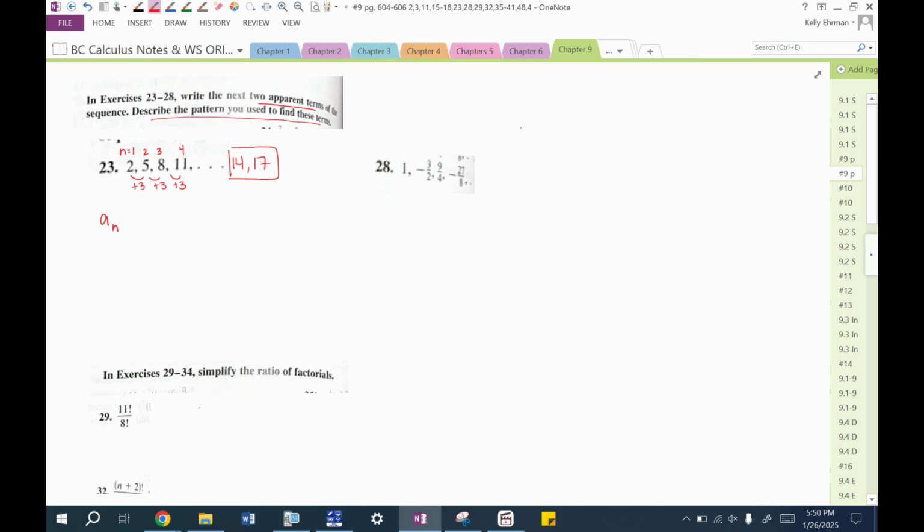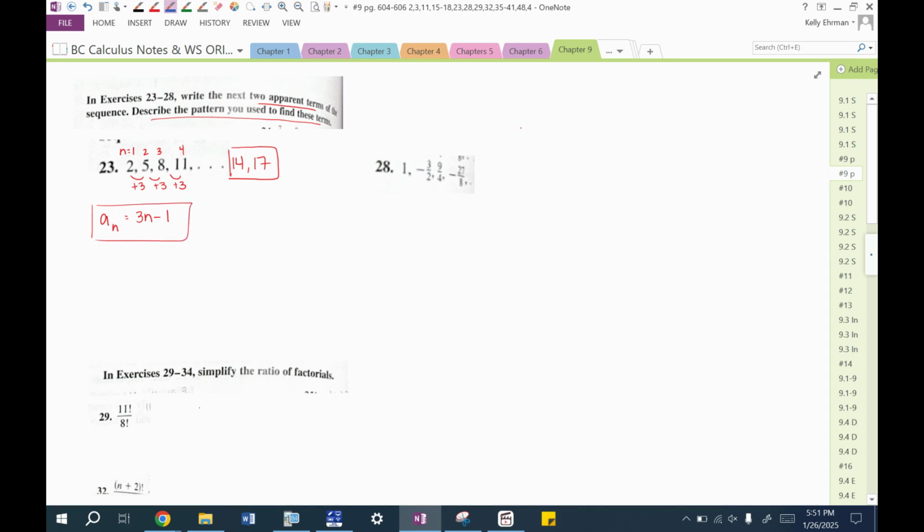If I multiply the n by 3, I get close to the number I have here. If I just multiply by 3 and subtract 1, I think that works for each of these. 3 times 1 is 3, minus 1 is 2. 3 times 2 is 6, minus 1 is 5. 3 times 3 is 9, minus 1 is 8. 3 times 4 is 12, minus 1 is 11. So 3 times n minus 1 will get you any term that you want.